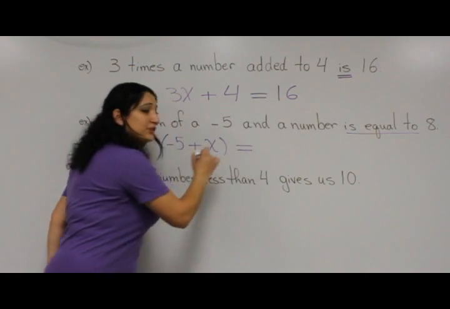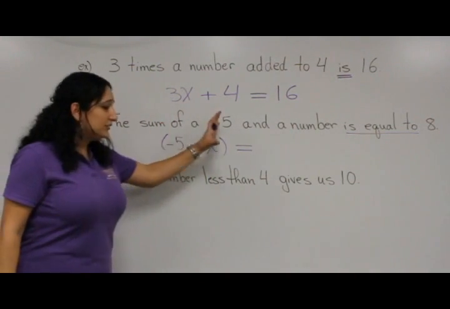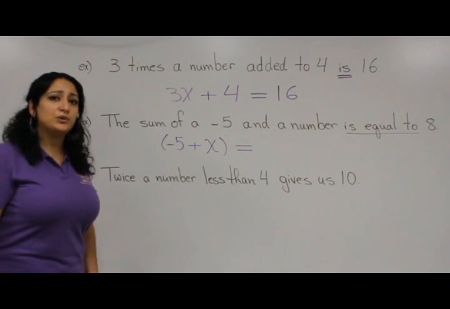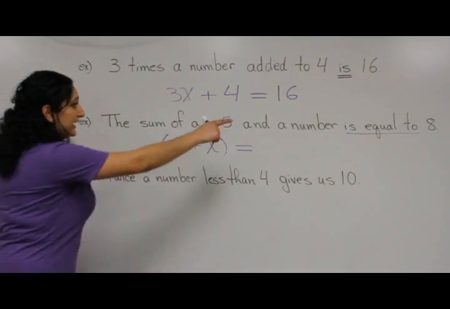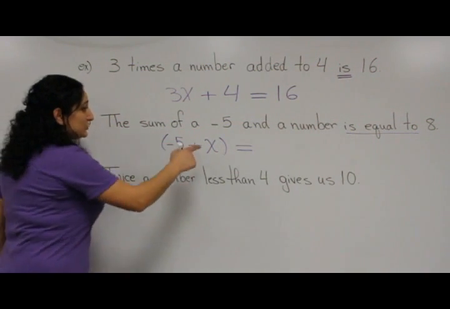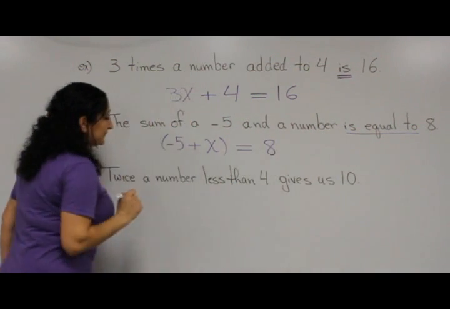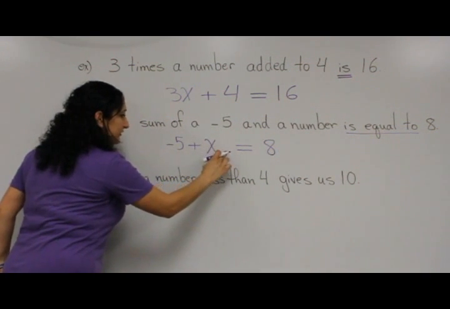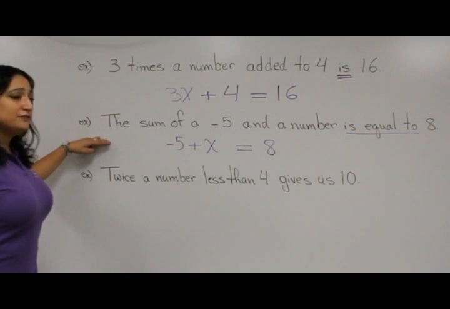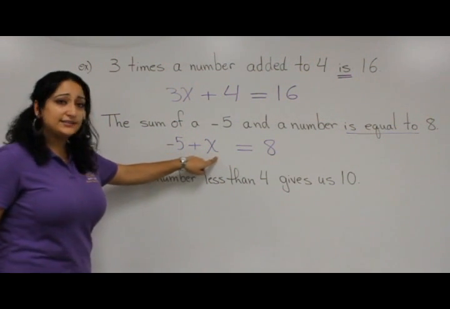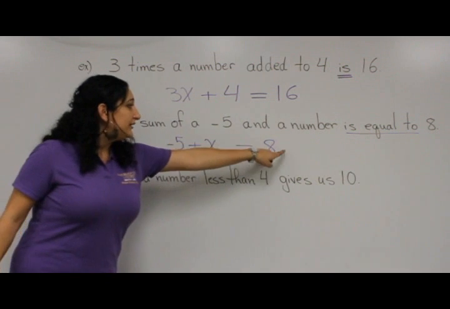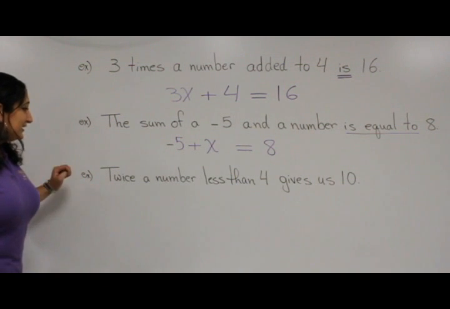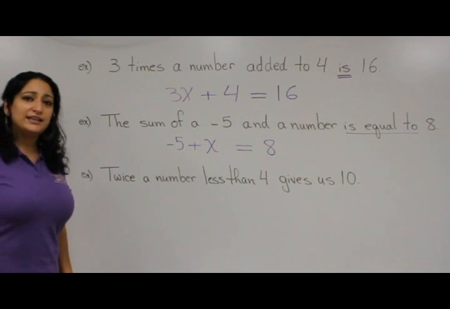So we could have started off with the equal sign, or we could have just started left to right and translated as we went along. So you've got a couple of options on how you want to go about setting up your equations, or I should say translating your equations. So is equal to 8. Now once again, because there's nothing outside of your parentheses, if you want to go ahead and take them out, feel free to do so. So the sum of 2 things, the -5 and the x, is equal to, that's our equal sign, the number 8. Good? Now, the last exercise is: twice a number less than 4 gives us 10.